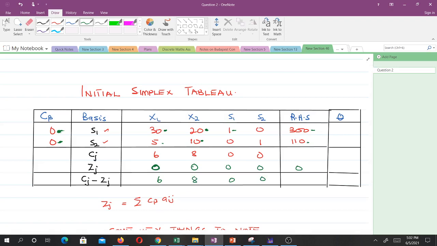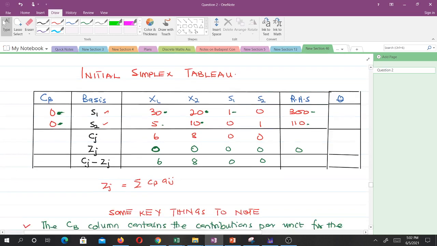Okay, so this is how we complete the table for the first iteration. When we get here, for a maximization problem, there is a stopping criteria. The stopping criteria is that when everything in CJ minus ZJ is less than or equal to 0, then we have to terminate the iterative process. But we can see that, yes, this is satisfied. This is also satisfied. But here we have 6 and 8. That means that we still have to do some more iterations, okay?